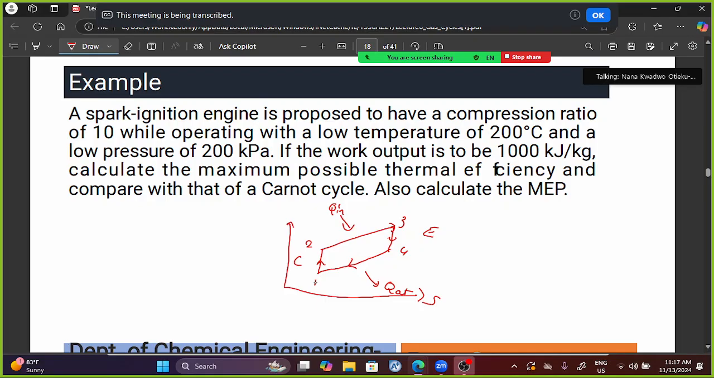Now they set a compression ratio of 10. So the compression ratio, V2 over V1 is equal to V3 over V4 is equal to r. So that's equal to 10. So we have that one down.